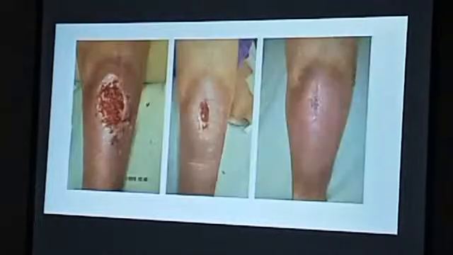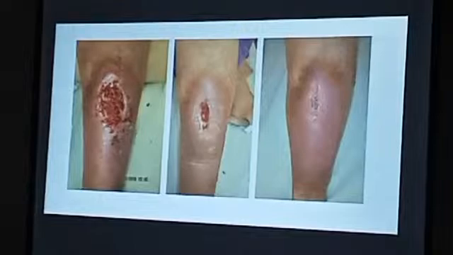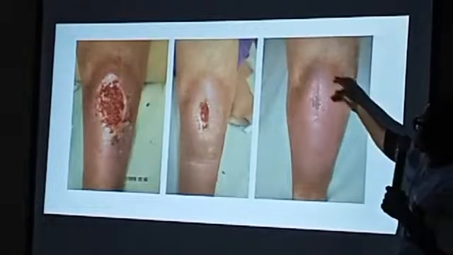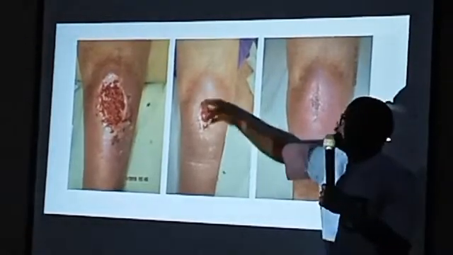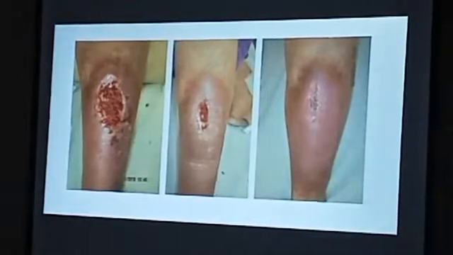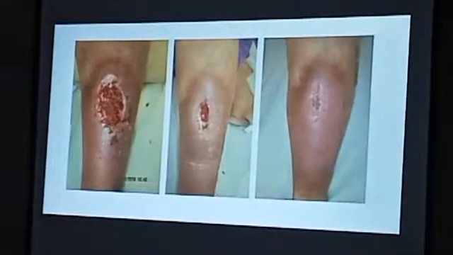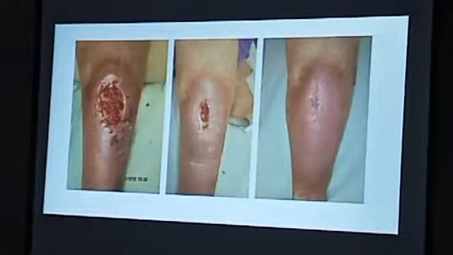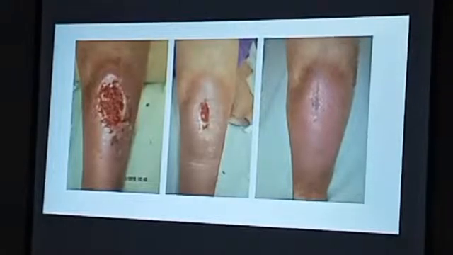Next one. So something similar here. And then what is this one telling us, please? What sign is that one? Hyperpigmentation, venous insufficiency. Please move on.